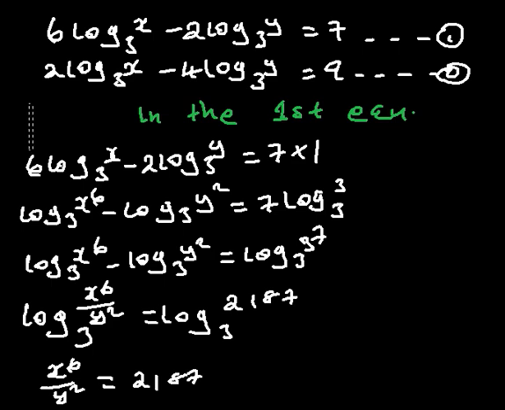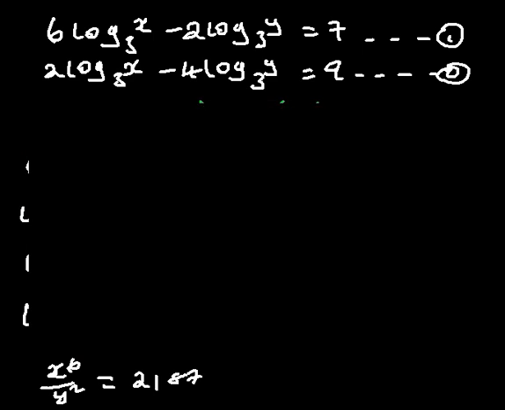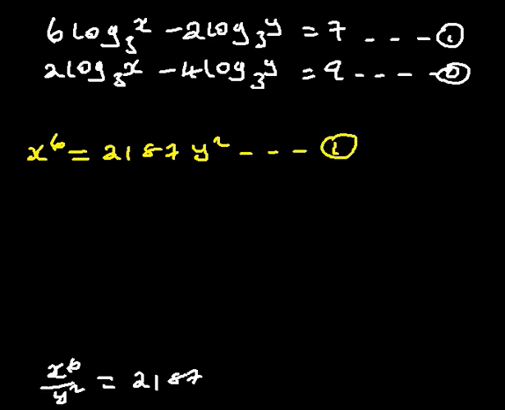On that point, having cross multiplication, we have x to the power 6 equal to 2187 y to the power 2. Now this is regarded as equation 1.